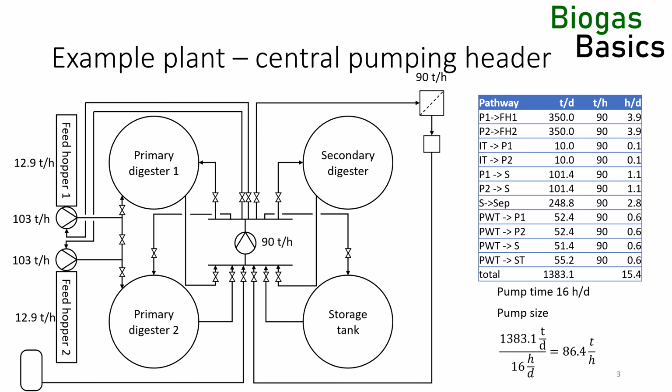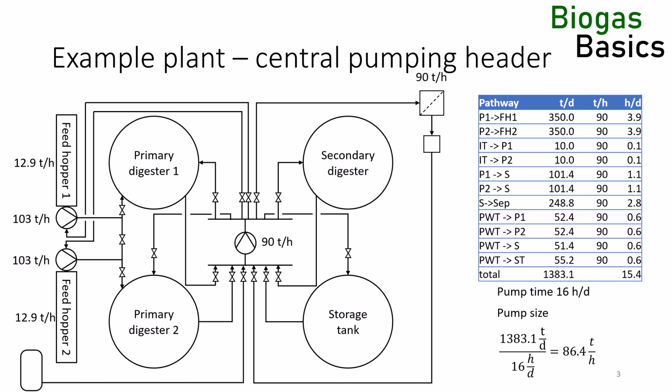The separator must process 248.8 tons per day within 2.8 hours. The flow to the separator is 90 tons per hour. The process water tank must have a reasonable size because the separation must stop when it is full and the pump must empty the tank before separation can recommence.